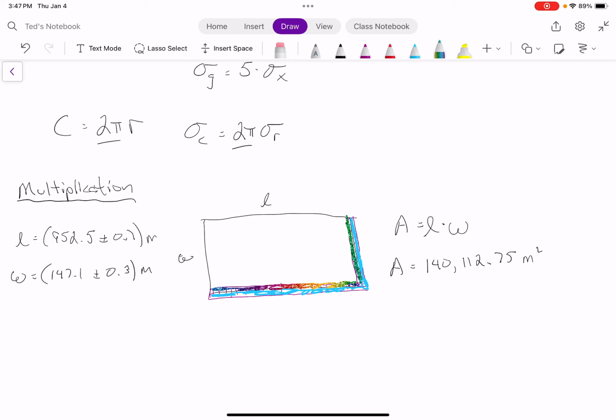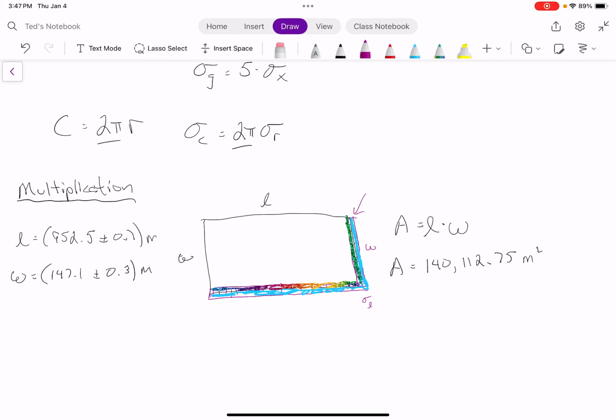And we can actually figure that out because let's look at the blue part. The blue part has an area that's equal to, if we look at this blue part here, this has a height of W and a width that's equal to the uncertainty in L, that is 0.7. And so the area of that part would be equal to W times the uncertainty in L.